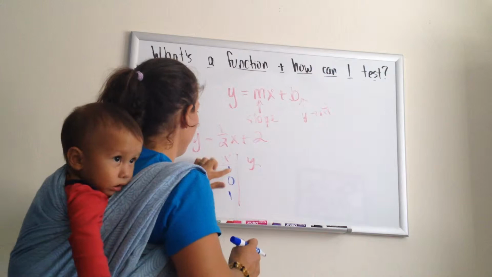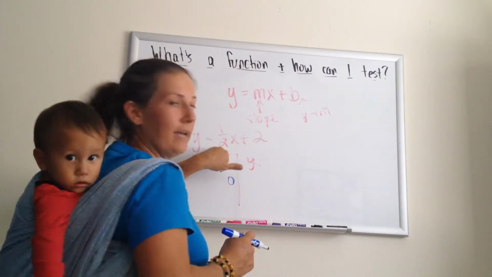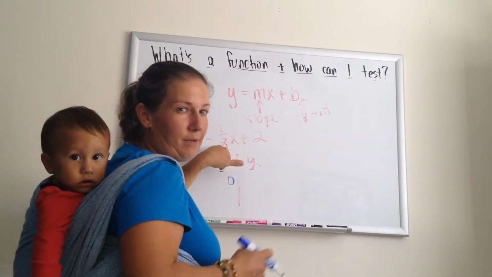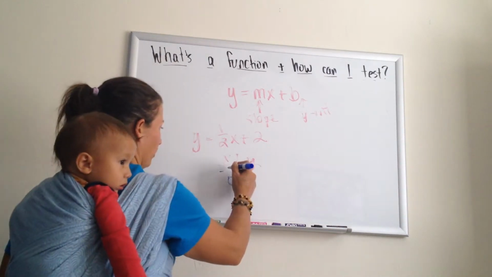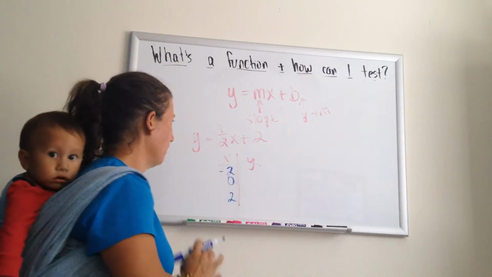Actually, I should choose even numbers, and I'll tell you why. If I'm multiplying by a half, it's much easier to take half of an even number. So I'll choose -2 and +2.